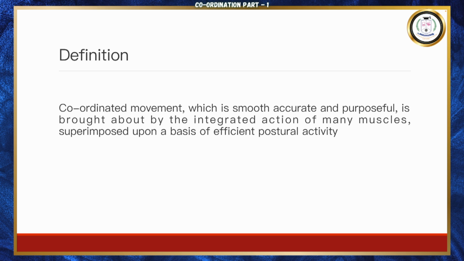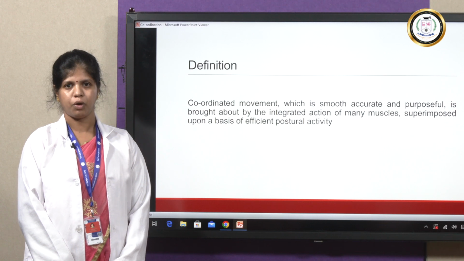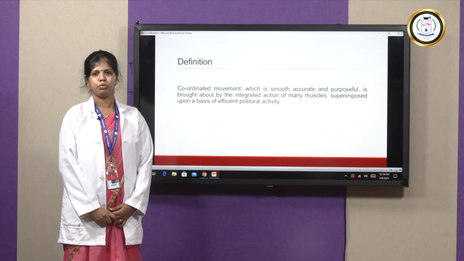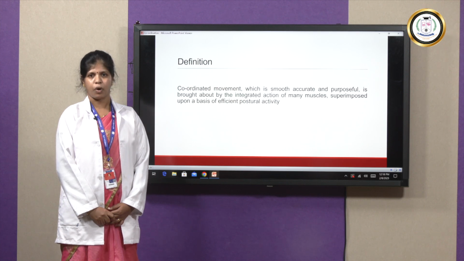So what is coordination? Coordination is considered a smooth, purposeful and accurate movement. This is done by the integration of muscles. When you do any movement for coordination, it should be smooth, accurate and purposeful, by integration of the muscles. When the muscles fail to do the integration, coordination does not take place. That is what in general terms we call incoordination.